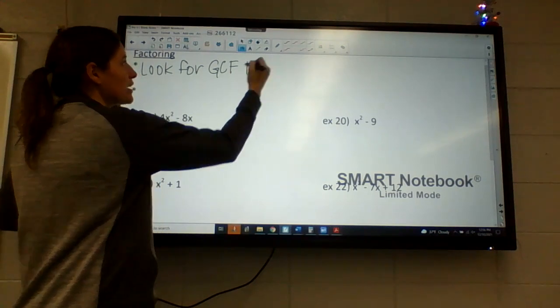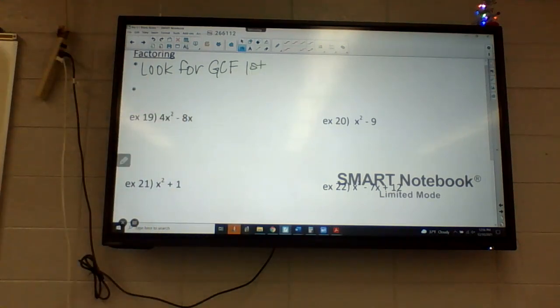Now I'm going to warn you guys, one of these on this page is not factorable. So if you factored them all, you did something wrong. Not everything is factorable. So looking for a GCF first is really helpful.